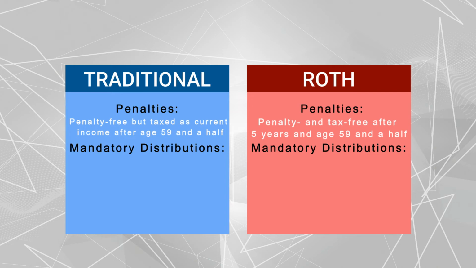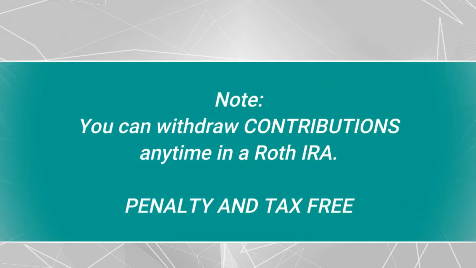There is one more thing to remember regarding withdrawals in a Roth IRA. You can actually withdraw your contributions at any time, penalty and tax-free. Notice how I said contributions only. This does not include your earnings. For example, if you contributed $6,000 in 2020 and your Roth IRA has grown to $8,000, you are allowed to withdraw $6,000 only, penalty and tax-free.